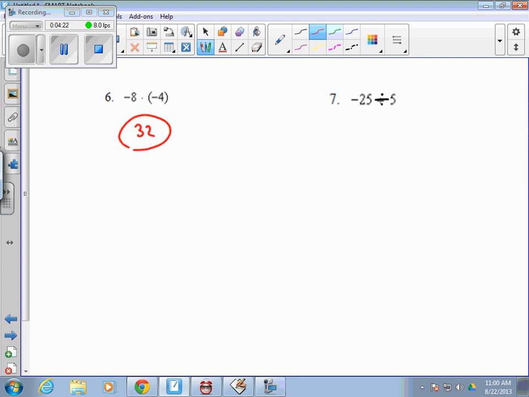7 says -25 divided by 5. Opposite terms. One's positive, one's negative, so it's going to come out to be negative. -25 divided by 5 is -5.